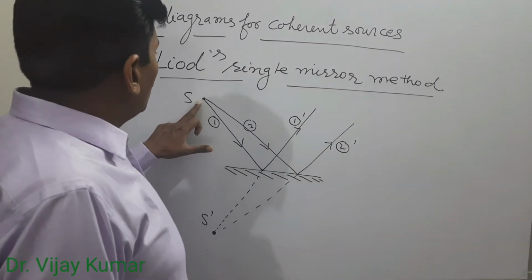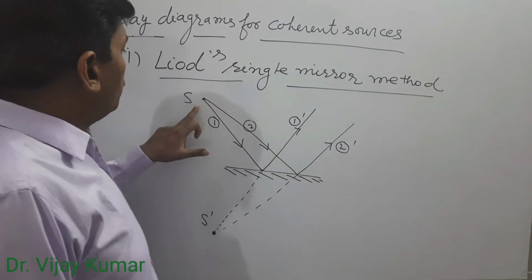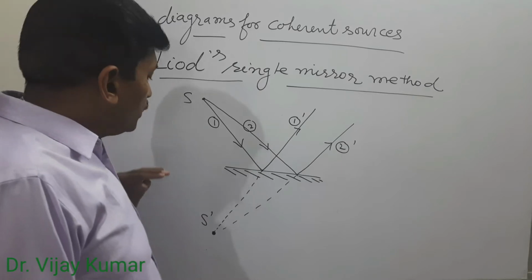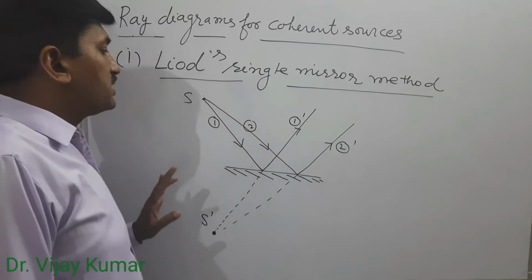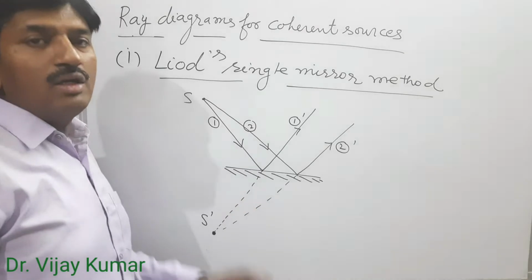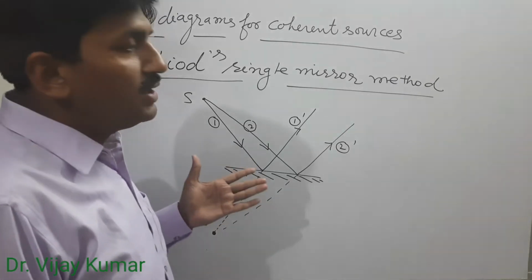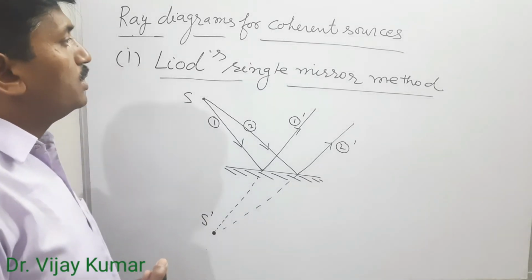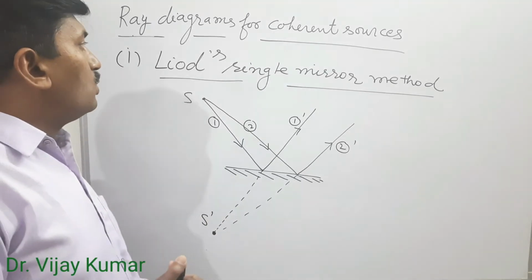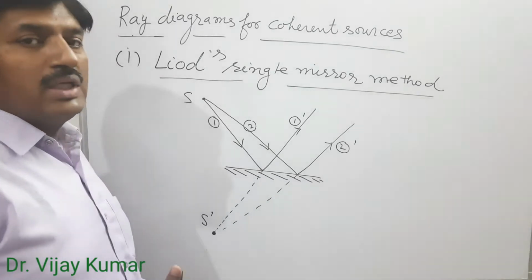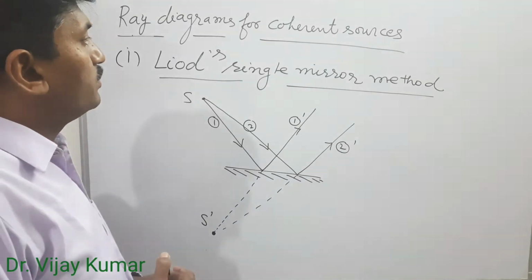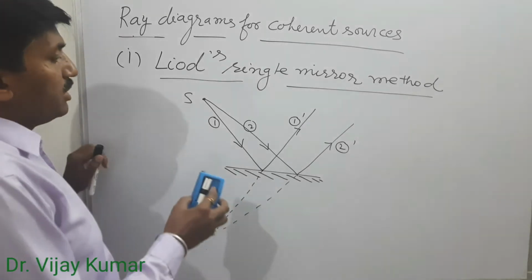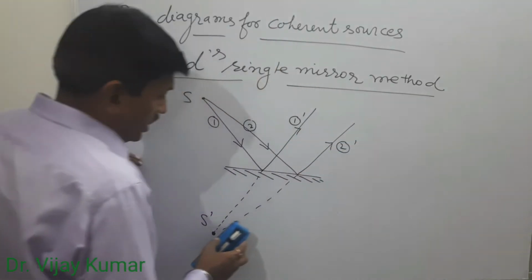So source S and S dash are both coherent to each other, and the rays produced by S and S dash have constant phase difference or constant path difference. So this is the second method of production of coherent sources. Now we will move towards the third method, which is Lloyd's double mirror method.